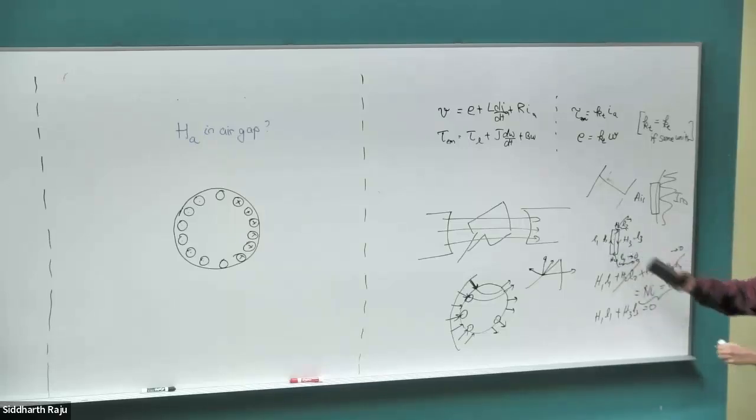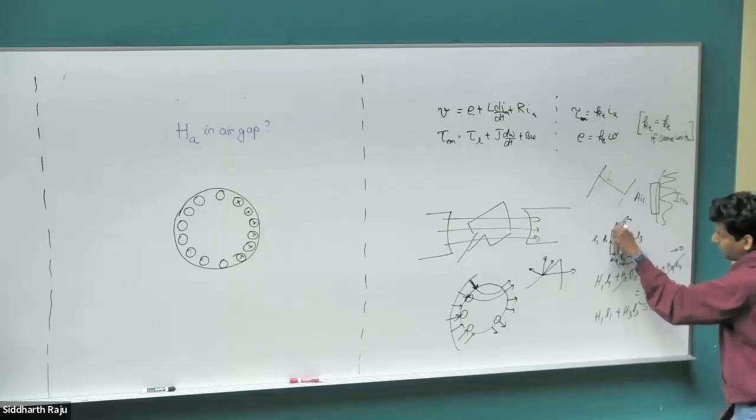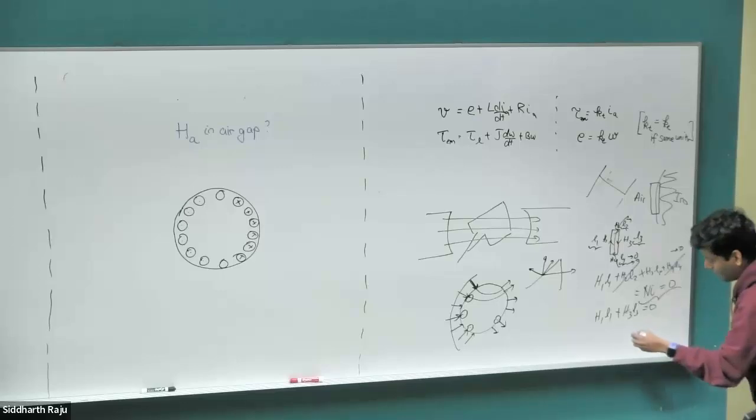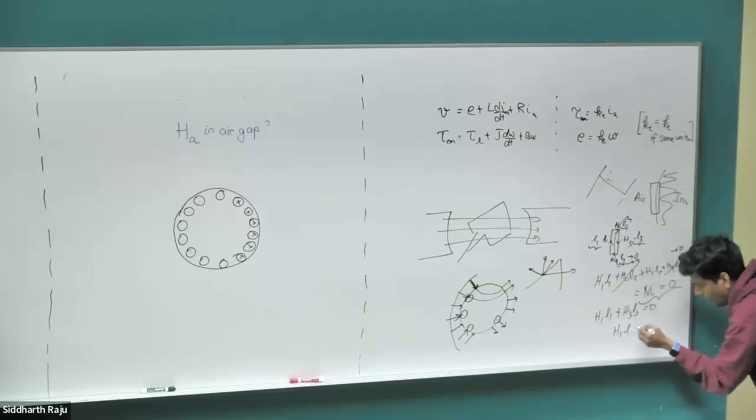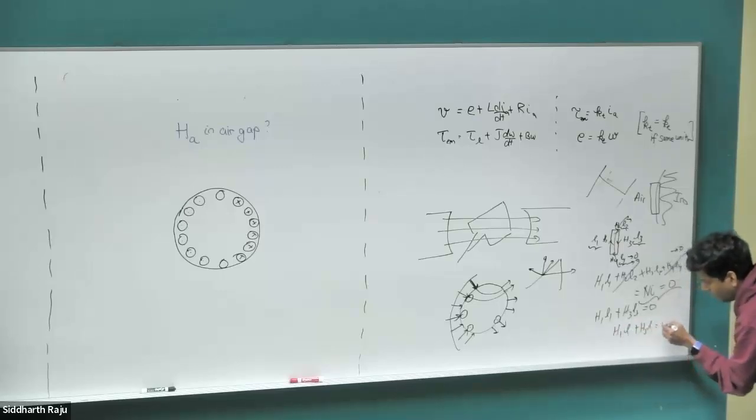And again, we have looked at it as if these are arcs, but as this distance starts to collapse, L1 and L3 become the same. So H1L plus H3L equals 0.